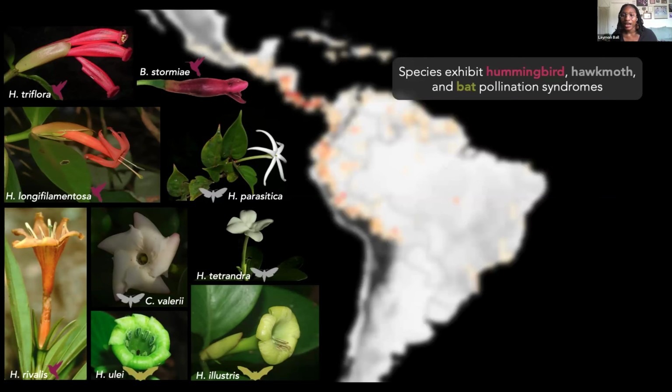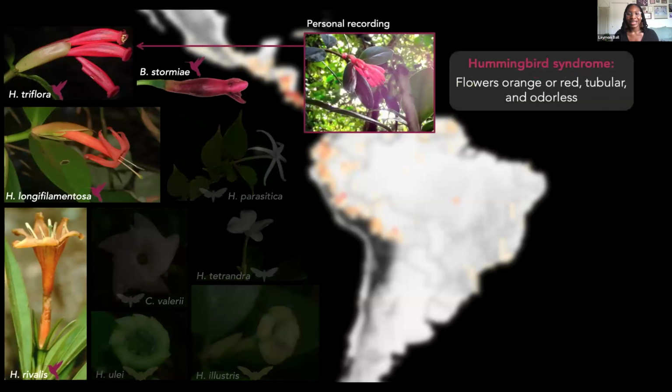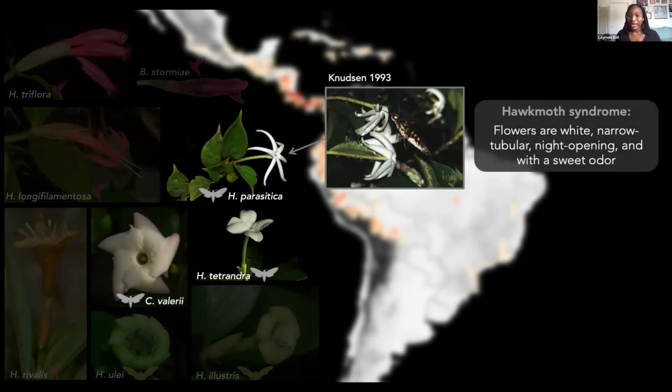Species display hawk moth, hummingbird, and bat pollination syndromes, which are suites of flower traits that evolve in response to different pollinator groups. So hummingbird pollinated species tend to have orange or red flowers that are tube-shaped and odorless. Hawk moth pollinated flowers tend to be white, narrow tubular. They open during the nighttime, and they also produce a sweet odor at night.